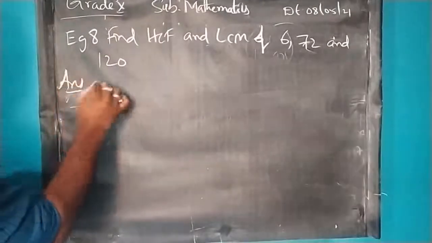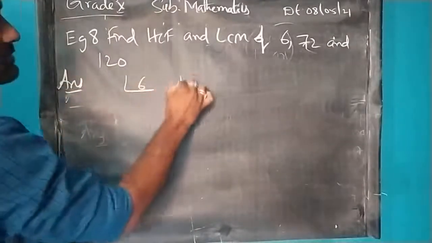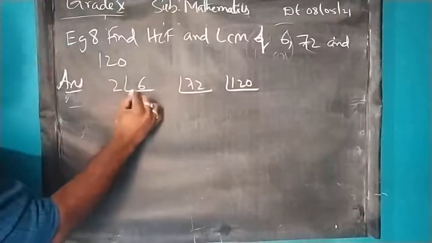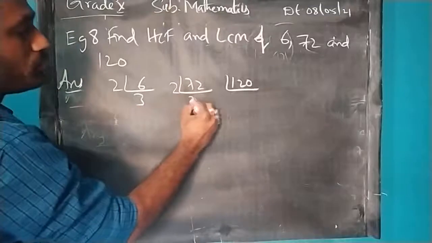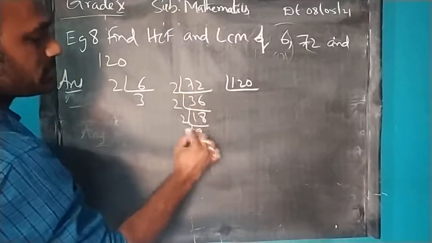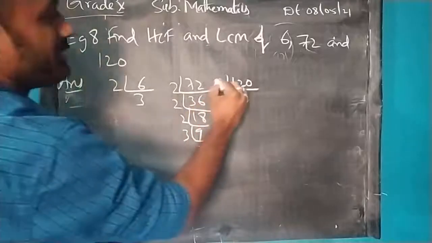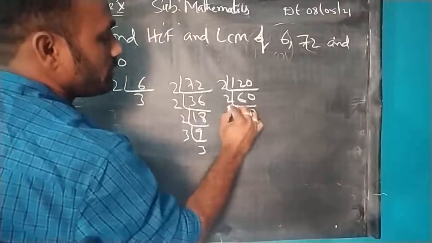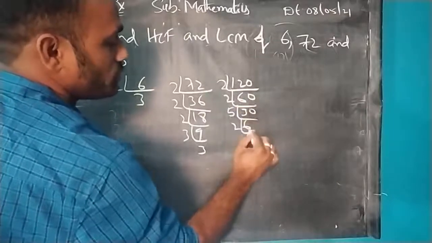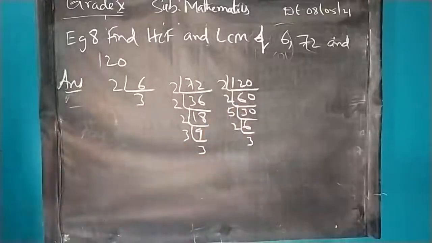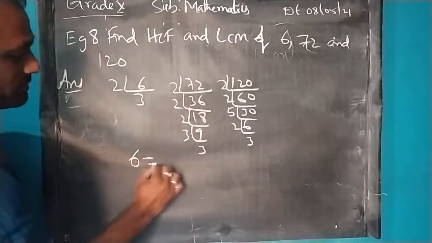Similar to the previous question, the given numbers are 6, 72 and 120. So we can take the 2 table here. 2 36s, 2 18s, 2 9s and 3 3s. Here 2 60s, 2 30s, 5 6s, 2 3s. So if you observe here, all are prime numbers. So 6 can be written as 2 into 3.